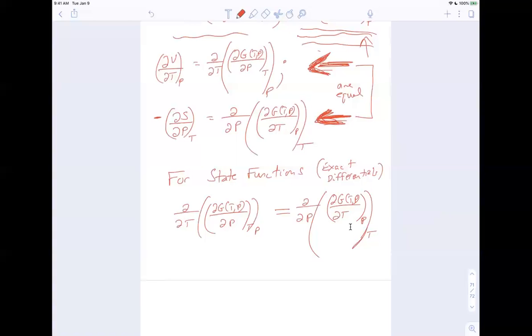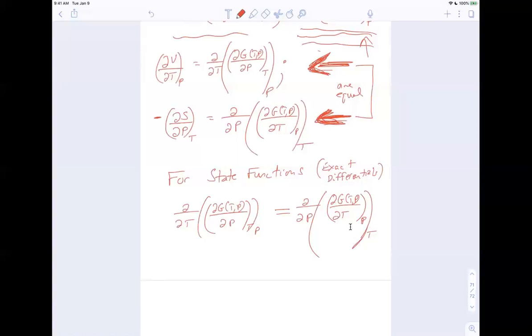What we've done here is, it's the order in which we've taken the partial derivatives, if you take a look at it. On the left, first we took it with respect to pressure, and then we took it with respect to T. And on the right, we first took it with respect to temperature, and then with respect to pressure. And for this very special class of functions, these two are independent of the order of partial differentiation, and they're equal.